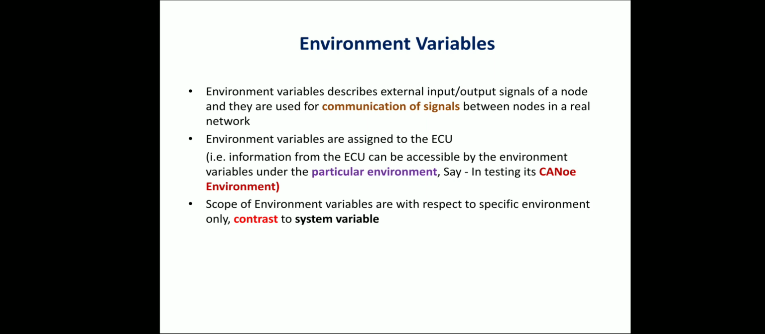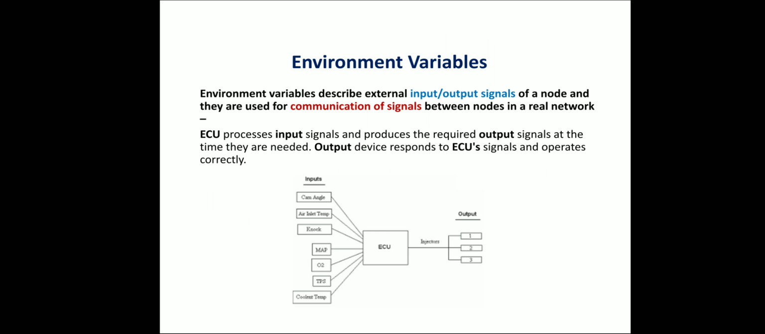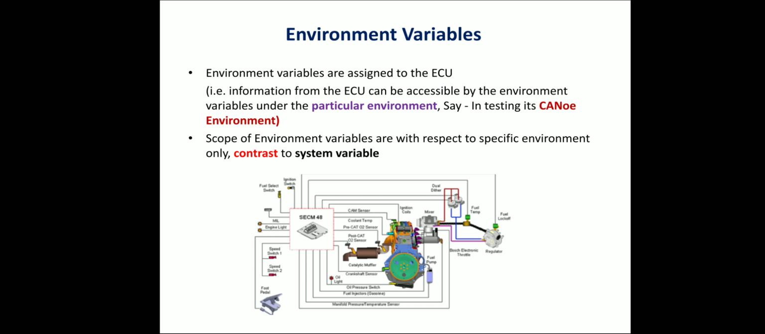Of course, this is in contrast to the system variables. System variables will be accessible to external parties also. If any external source comes, it can access the system variable. So again, we have mentioned the ECU. These are all the inputs, that is, environment variable inputs. It will process and give the output to an injector. Again, this is the same. So we have switch 1, switch 2, which we can mention as environment variables, and they go out as the output.